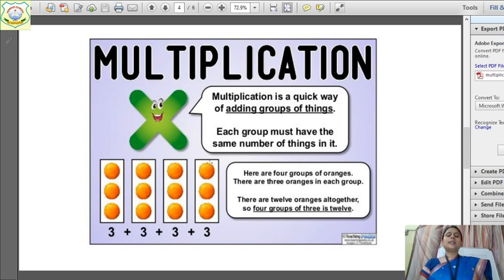For example, group addition. When we have to do group addition, multiplication is applied over there. See, here how many groups are there? There are 4 groups. And in each group how many oranges are there? There are 3 oranges in each group. Yes? See, in the first picture you can see there are 3 oranges. Second also 3 oranges. Third also 3 oranges. And fourth also 3 oranges. So, how many oranges? 3 plus 3 plus 3 plus 3. How much will you get? Yes, you will get 12.